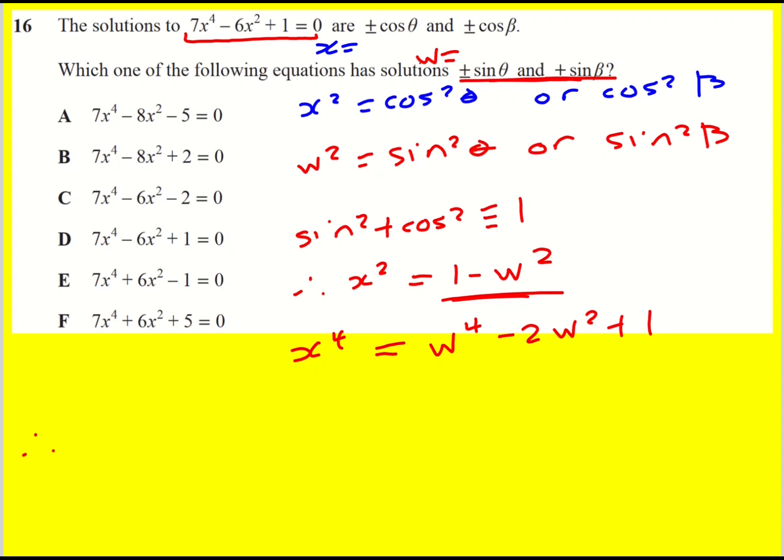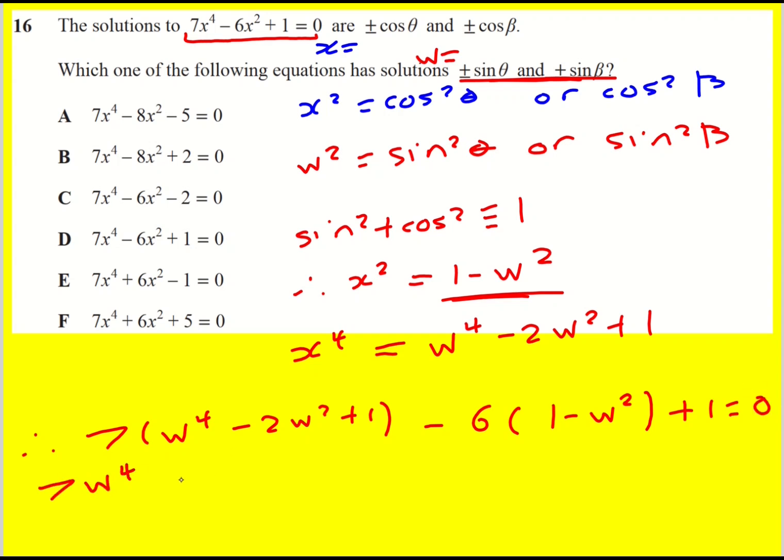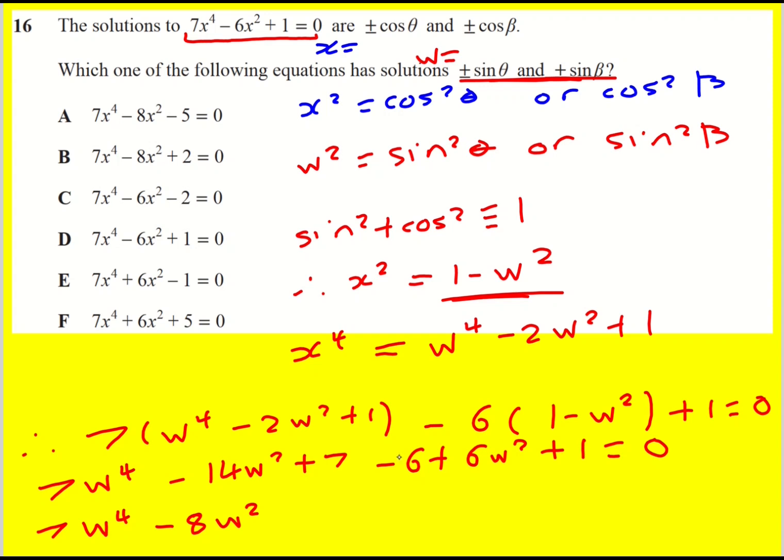And don't worry that the answer is in terms of x, okay? We can put it back in terms of x at the end. So therefore, 7 lots of w to the 4 minus 2w squared plus 1, minus 6 lots of 1 minus w squared, just replacing x to the 4 and x squared by these terms in terms of w, plus 1 equals 0. So 7w to the 4 minus 14w squared plus 7 minus 6 plus 6w squared plus 1 equals 0, which means 7w to the 4 minus 8w squared. Then I've got plus 7 plus 1, that's 8, minus 6, that's plus 2, is equal to 0, which gives us the answer of B. Pretty neat.